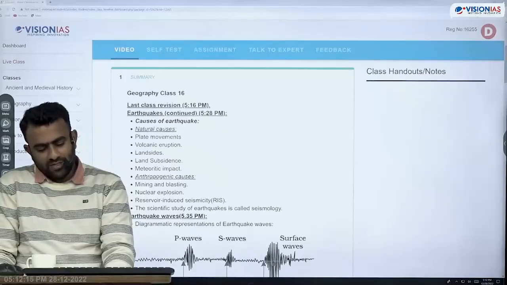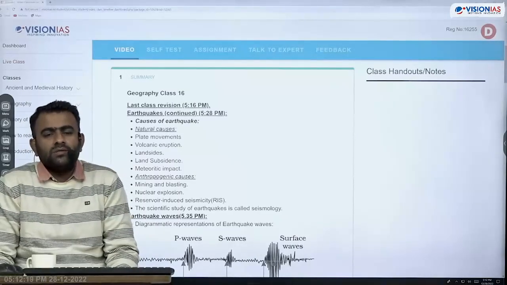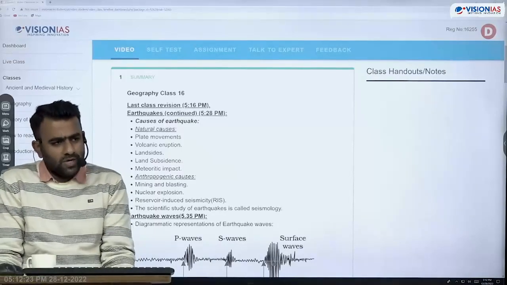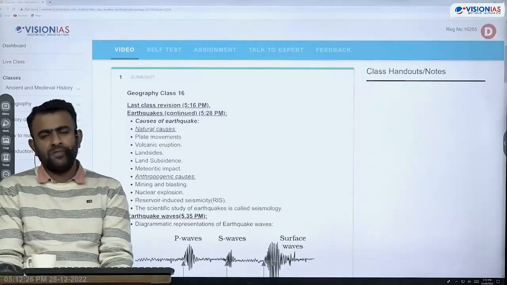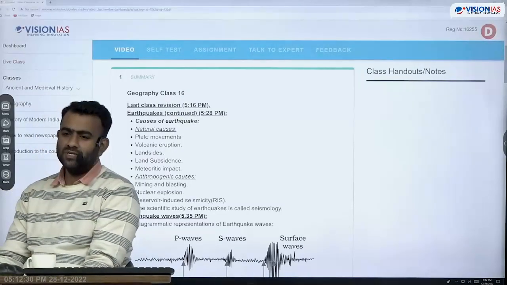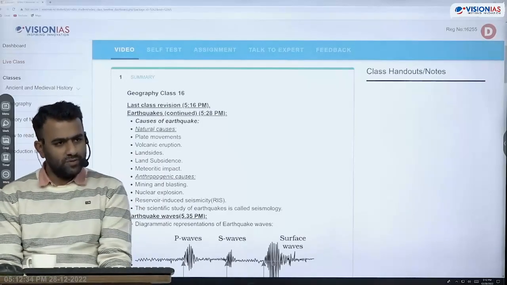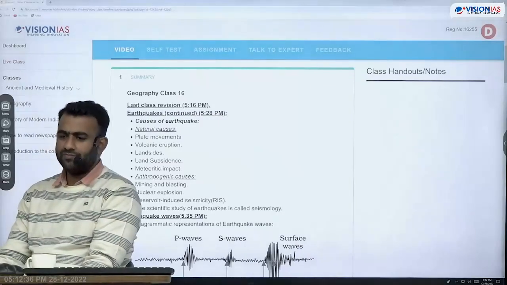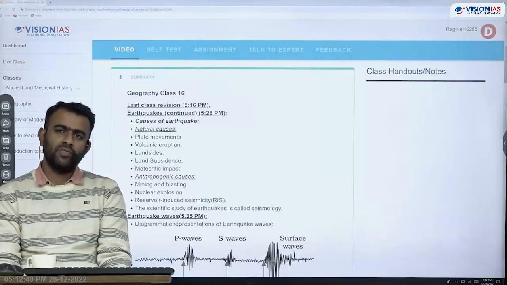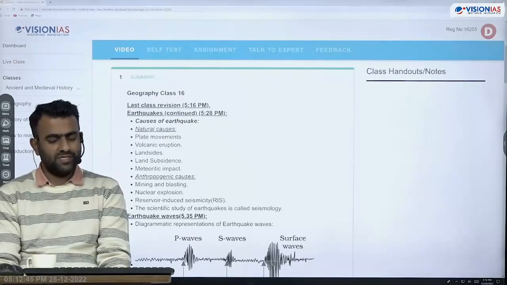The different types of earthquake waves. The point where energy is released is called the focus, also called the hypocenter. There are two types of earthquake waves: body waves and surface waves. Surface waves are limited to the surface, generated due to the interaction of body waves with the surface. Body waves are generated from the focus and move in all directions. Body waves are of two types: P waves and S waves.